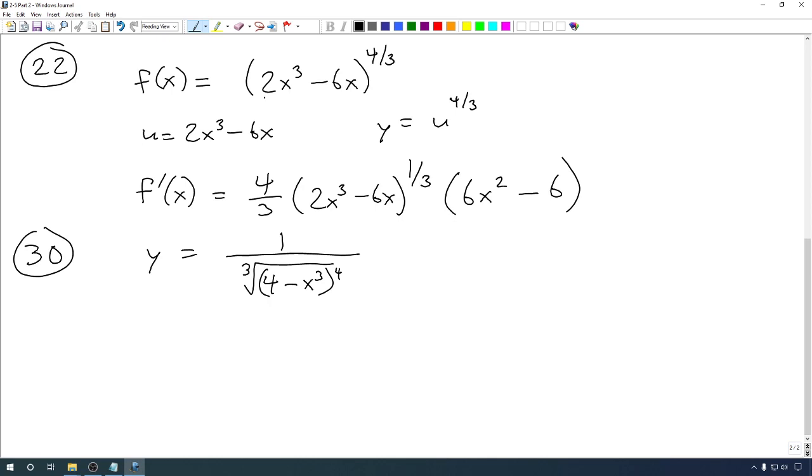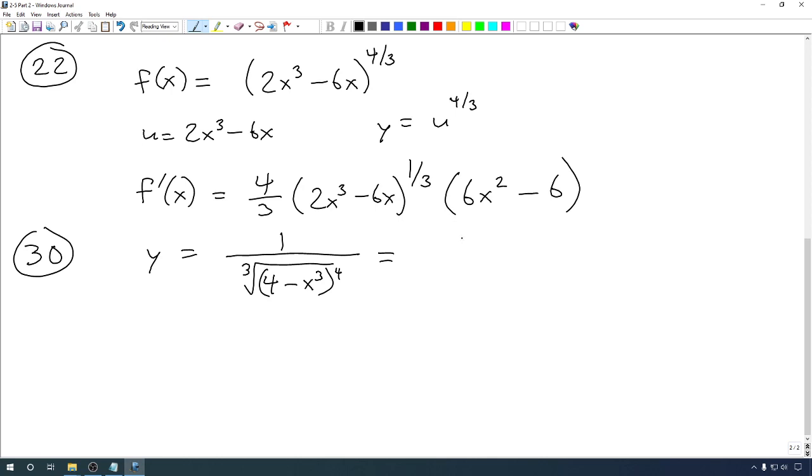Now that doesn't really look similar to what we had up there, but the key to working out this problem is to recognize that we are just looking at a function to some power. Note that the cube root is really a 1/3 power. Combining that with the 4 that we have here, we're really taking the 4/3 power of this 4 minus x cubed. But being on the bottom of this fraction means that our power is really negative.